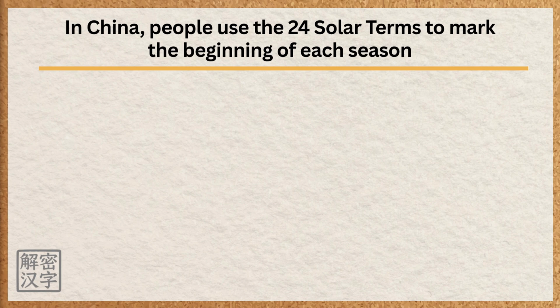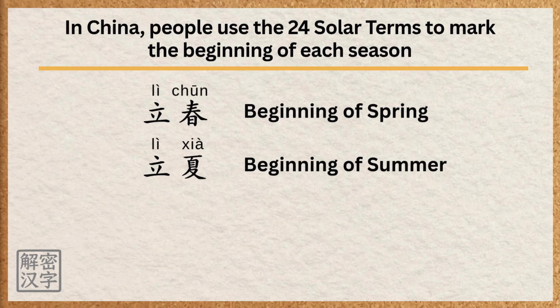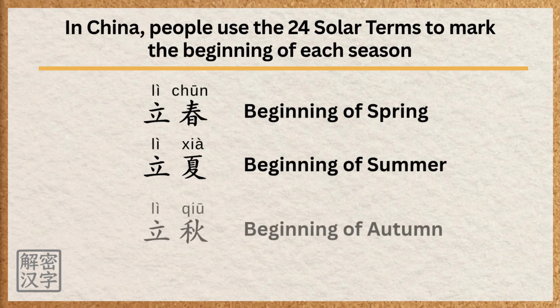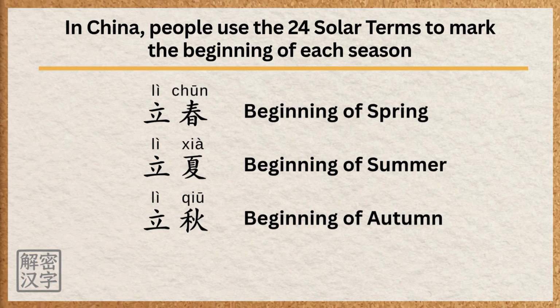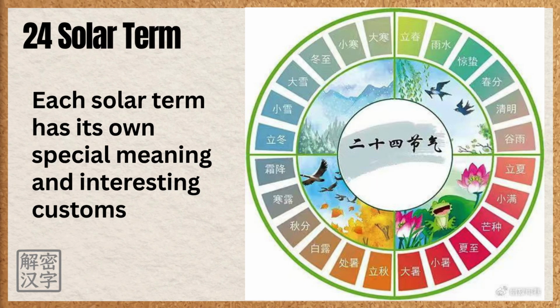In China, people use the 24 solar terms to mark the beginning of each season, such as 立春, beginning of spring. 立夏, beginning of summer. 立秋, beginning of autumn. 立冬, beginning of winter. Each solar term has its own special meaning and interesting customs. We'll explore them one by one in a future series.